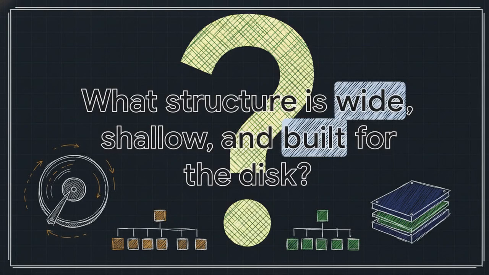So this new blueprint, the one born from the failures of the BST, leads us to a totally different kind of tree structure. So what do you call a structure that's wide, that's shallow, and that's built from the ground up to dominate on disk? Well, it's called a B tree, and it is the absolute foundation of pretty much every modern database system out there. But how does that work?